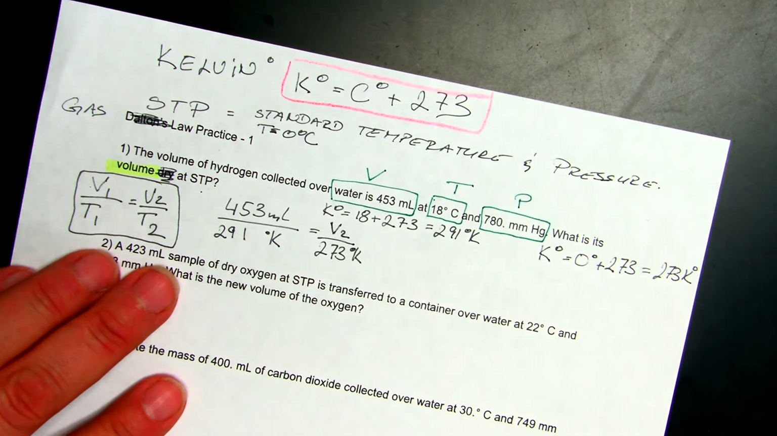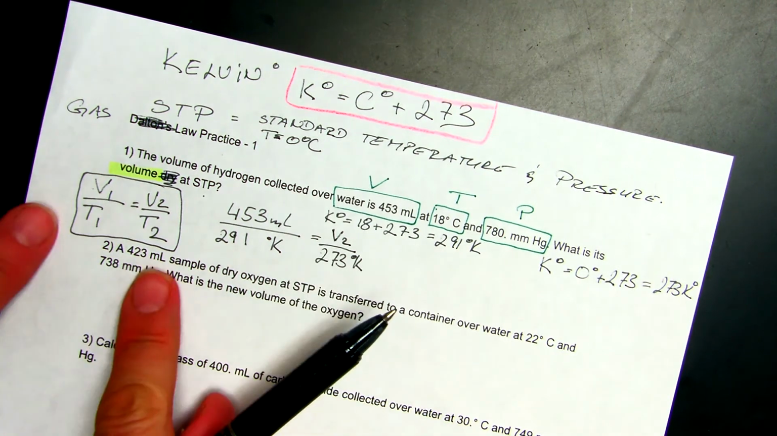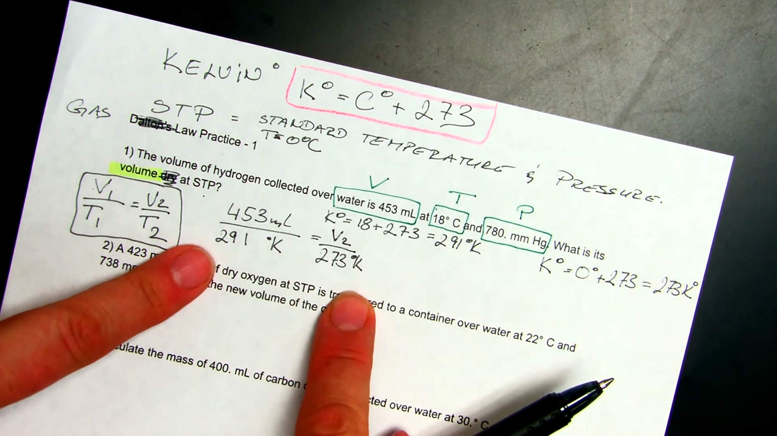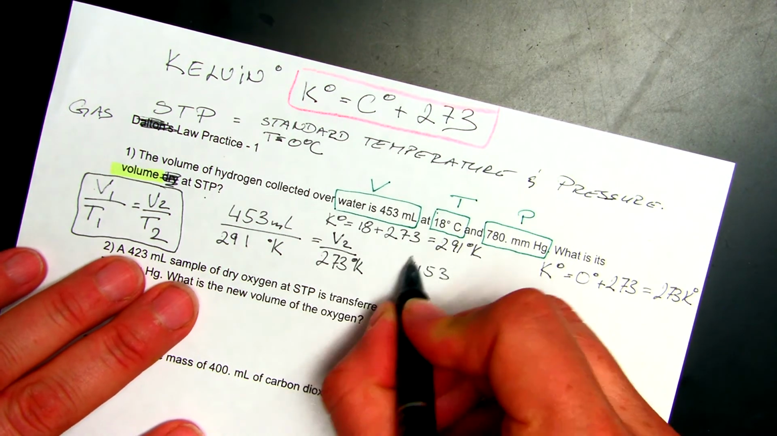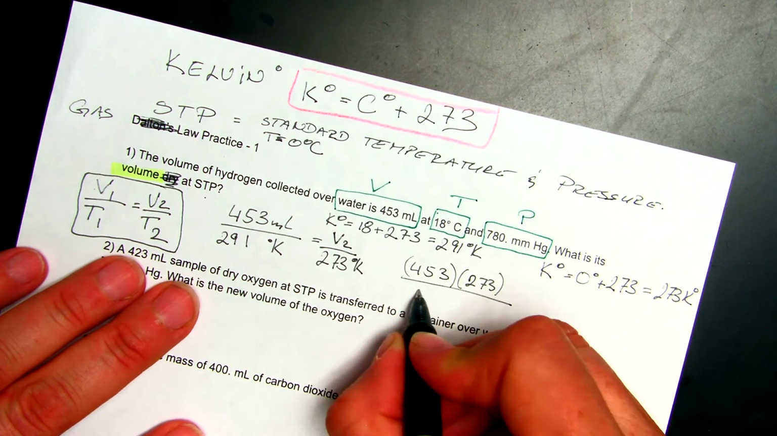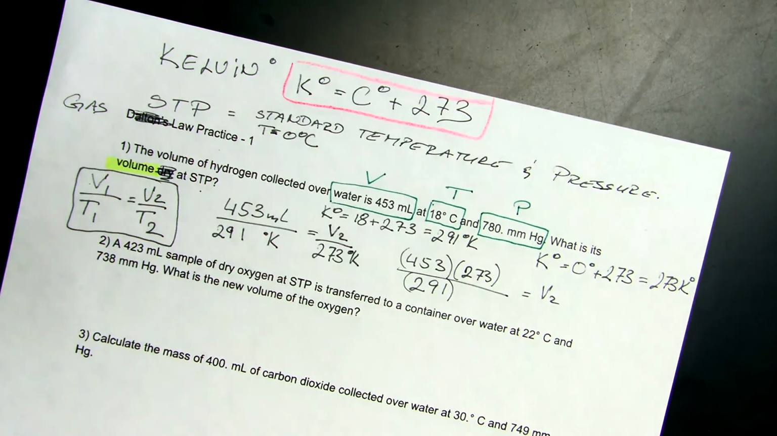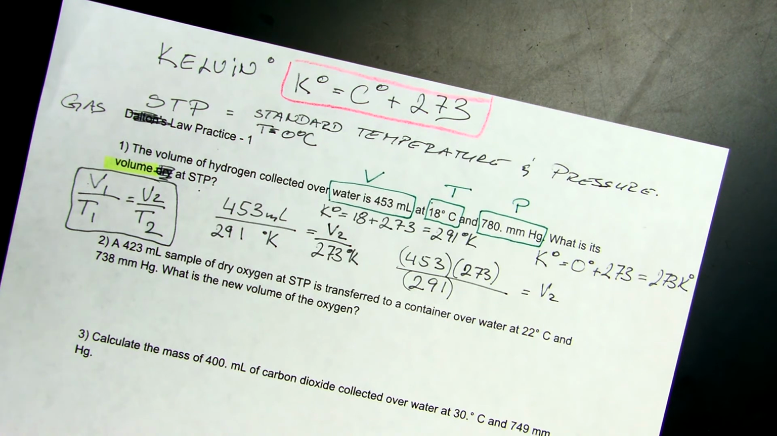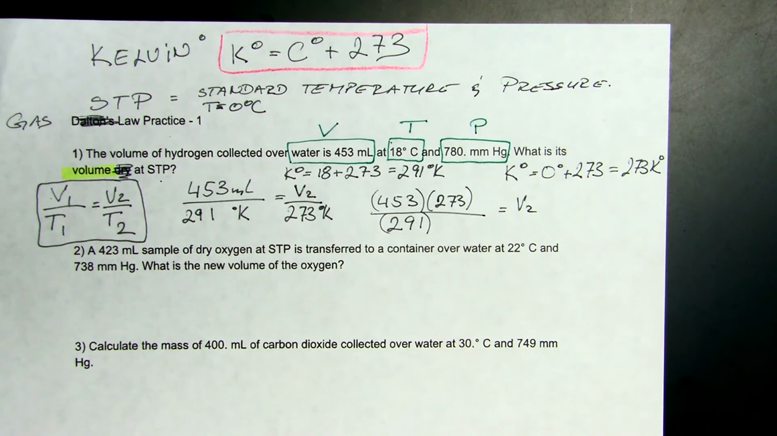Now, can you tell me how to figure out what V2 is? That's right. So you just set it up. First you get the formula, then you set it up. And now you plug it in. So 453 times 273 divided by 291 equals V2. You don't have to put it in parentheses when you plug it in. Okay, it's a decimal.